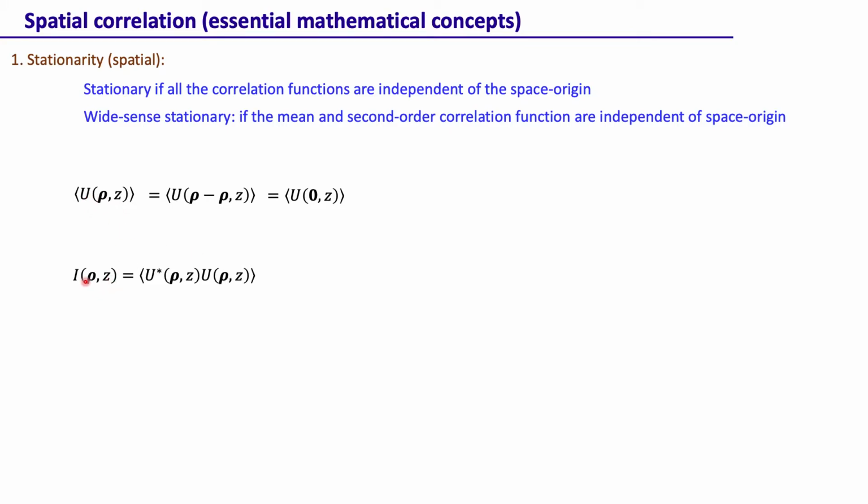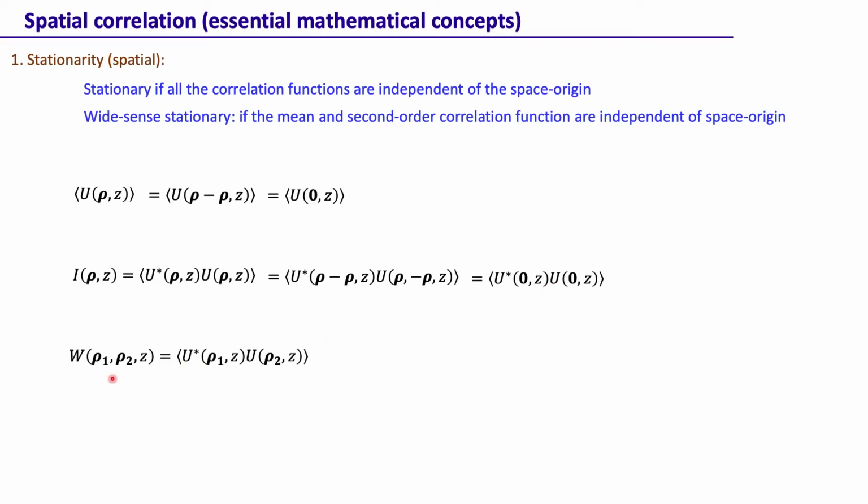We take the intensity I(ρ, z), which is u*(ρ, z) u(ρ, z), and of course if we shift the phase space origin, things should not change. Hence the intensity at (ρ, z) should be the same as the intensity at the origin, at ρ equal to 0 and at z.